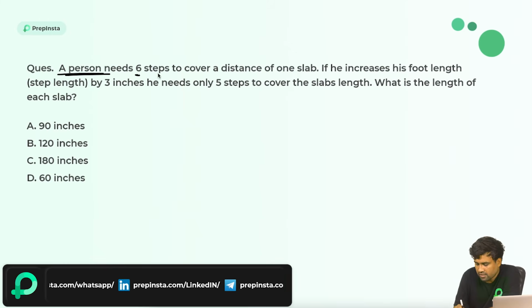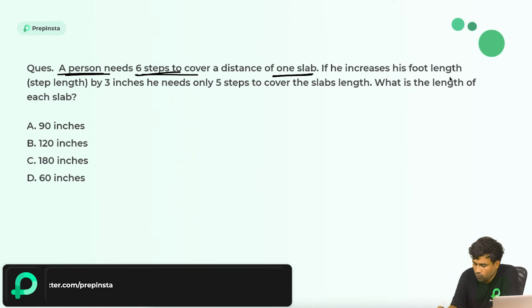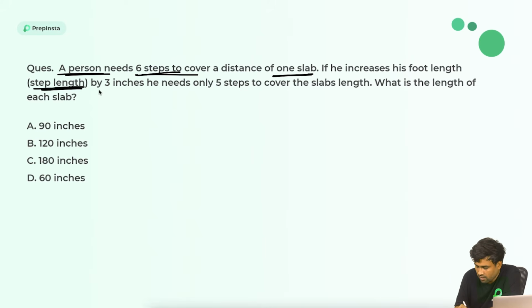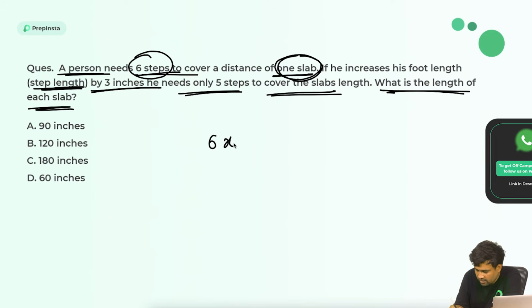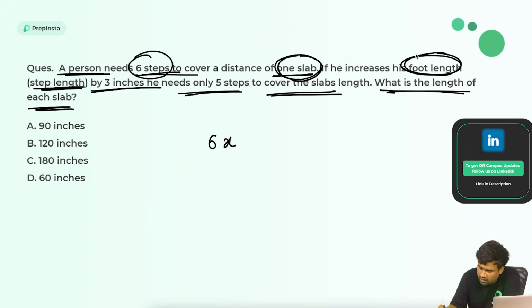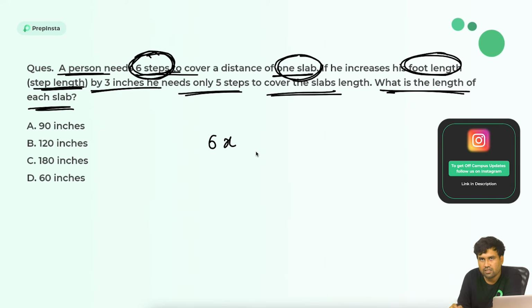A person needs 6 steps to cover a distance of one slab. If he increases his step length by 3 inches, he needs only 5 steps to cover the slab's length. What is the length of each slab? Okay, just look here. We don't know the foot length, right? So how much length he is covering. But in 6 steps, he is completing one slab. So I can say the total distance is nothing but 6x, where x is each foot length and he took 6 steps. So 6x is the total one slab length.